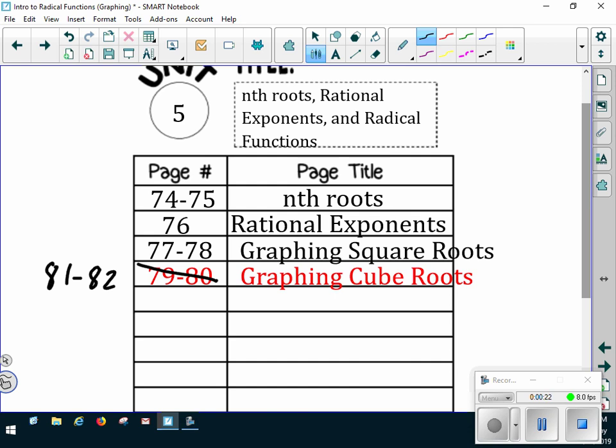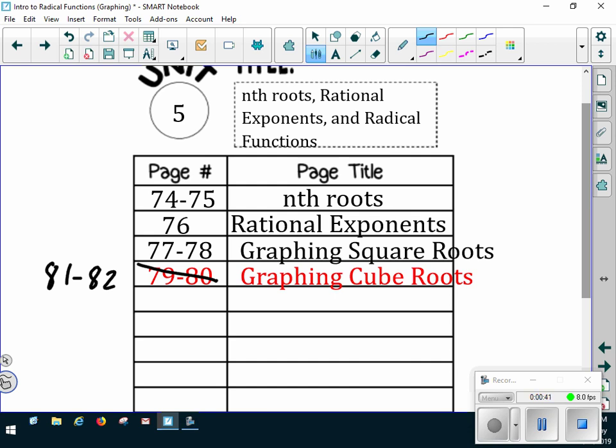Now what we're going to do today, graphing cube roots is not going to take very long. I'm going to give you some time in class to work on that homework. Hopefully you'll get it done, and then we're going to start the next lesson, all right? You won't have homework on it, but we're at least going to get it started.